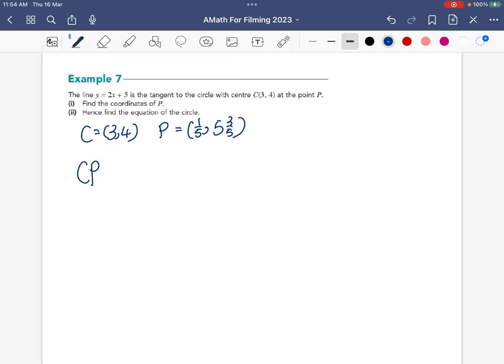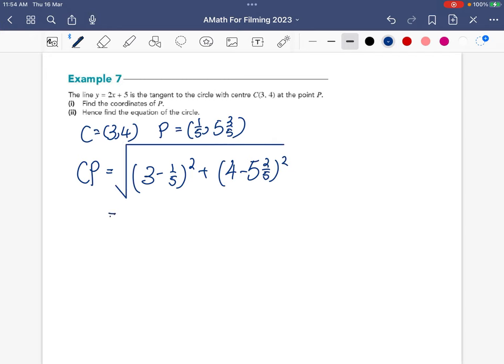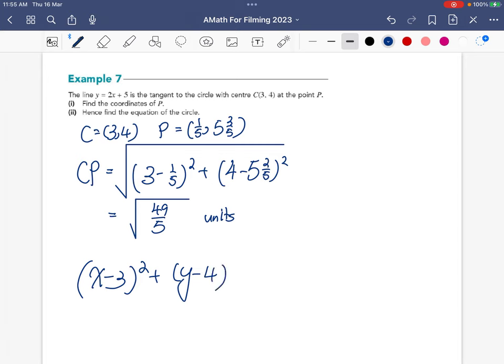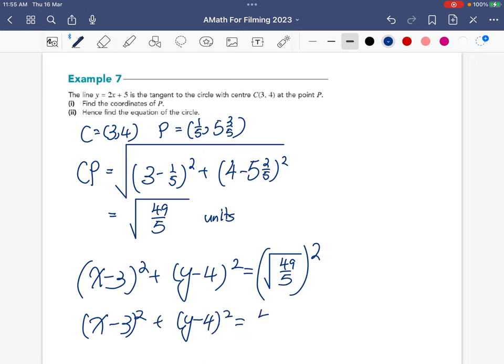So the length of CP is equal to the square root of (x2 minus x1) squared plus (y2 minus y1) squared. I square root this, and CP will give me square root of 49 over 5 units. I form the equation of the circle. I'll get (x minus 3) squared plus (y minus 4) squared equals (square root of 49 over 5) squared. Simplifying, I'll get this equation. And that's it for example 7.